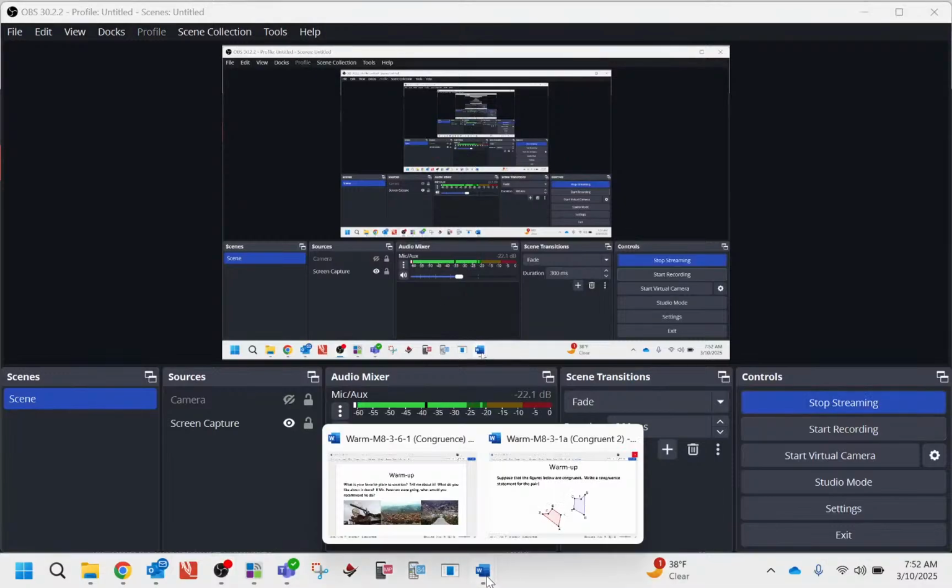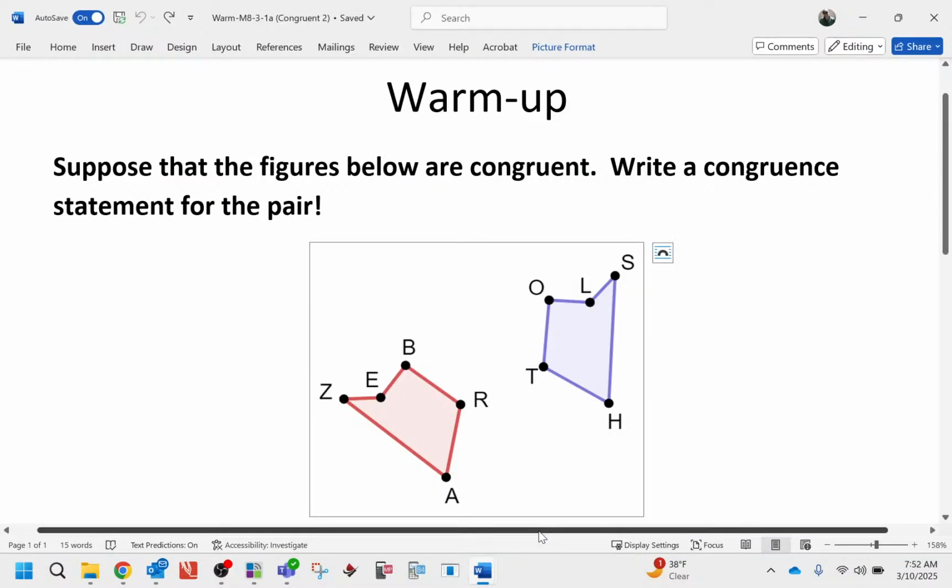Those of you at home, here's your warm-up. Ba-boom. Suppose the figures below are congruent. Can you write a congruent statement for the pair? Pause the video, do that, and then unpause because we're ready to go here.